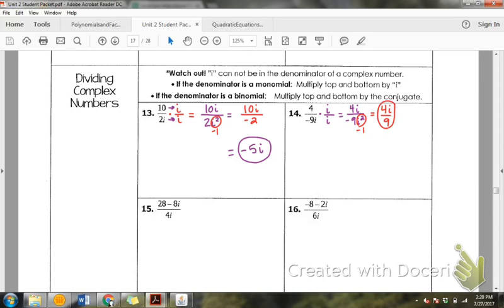Okay, let's look at 15. Now in the top, I have a binomial, but in the denominator, I only have a monomial. So I still am just multiplying by I, top and bottom. What am I going to have to do on the top, though? Multiply both terms. What's that called when you're giving it to both? Say that again, Ashley. Distributing, right? You're going to have to distribute the I to both terms. So I get 28I and negative 8I times I, negative 8I squared, divided by 4I squared. We have a little bit of work to do.